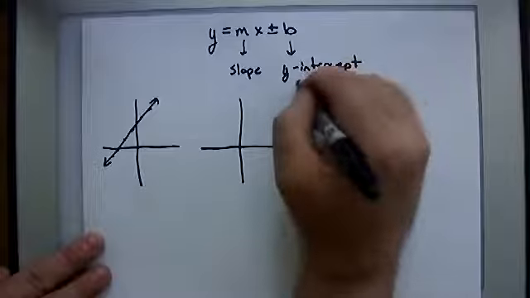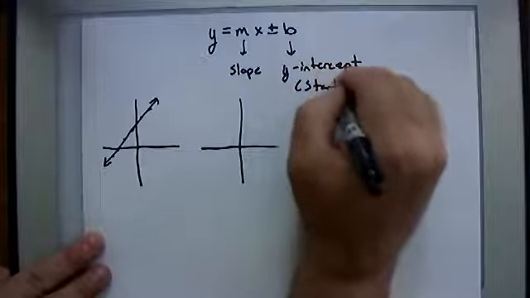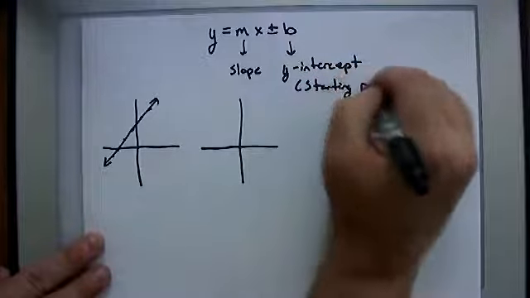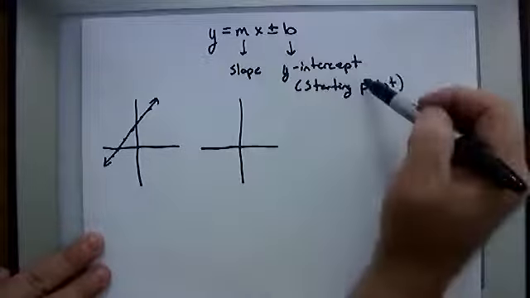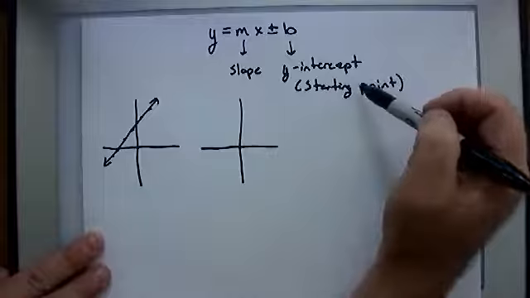So the y-intercept is your starting point. The b is your starting point. And we'll talk about what that means specifically in just a moment.